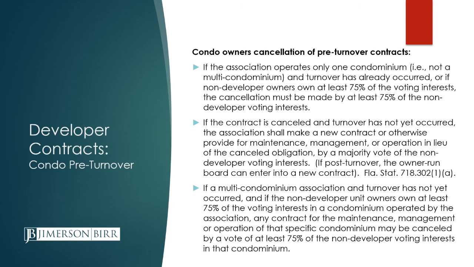Right, condo owners' cancellation of pre-turnover contracts. So the way that works is if the association operates only one condominium and turnover has already occurred, or the non-developer owners own at least 75% of the voting interest, canceling the contract must be made by at least 75% of the non-developer voting interest. If the contract is canceled and turnover has not yet occurred, and this is pre-turnover, the association shall make a new contract or otherwise provide for maintenance, management, operation in lieu of the canceled obligation by majority of the vote of the non-developer voting interests.